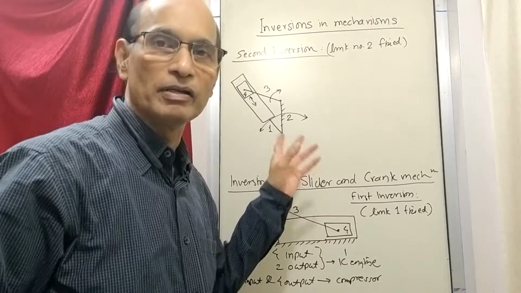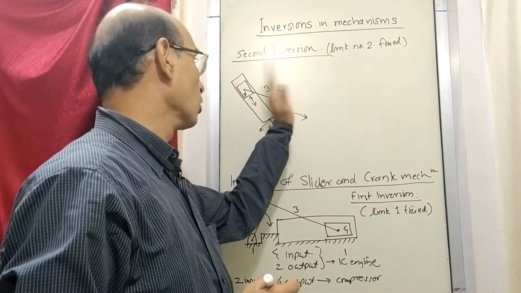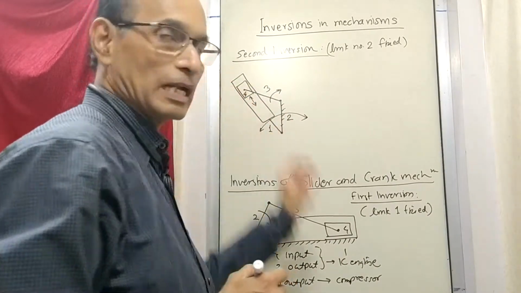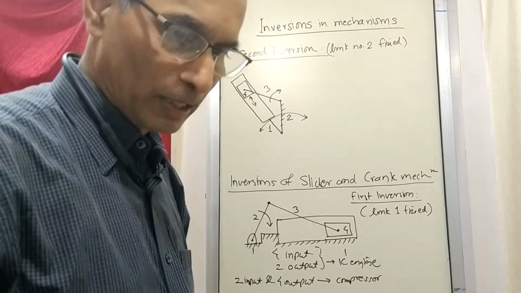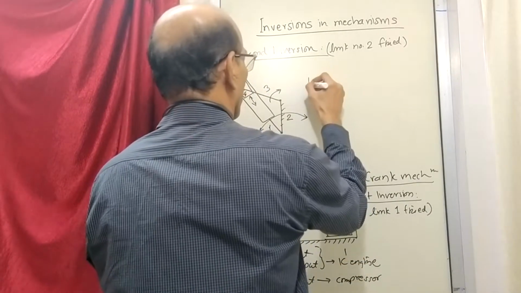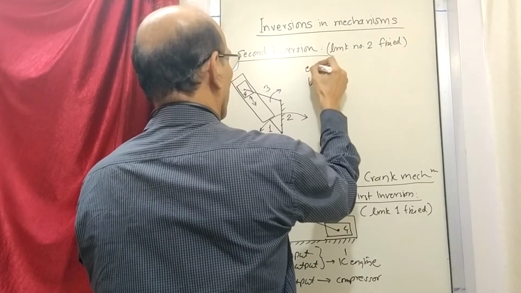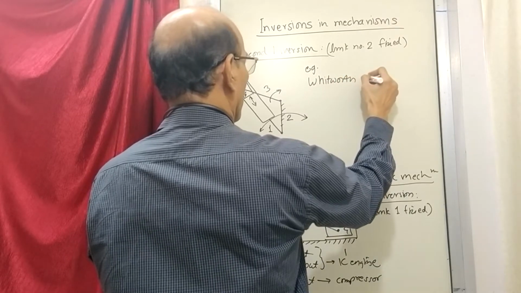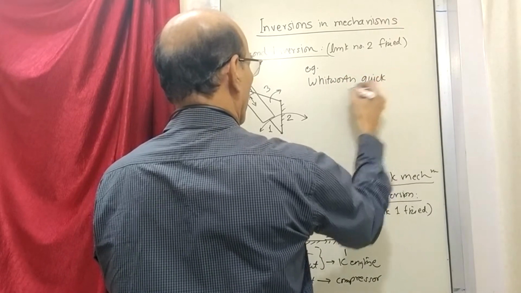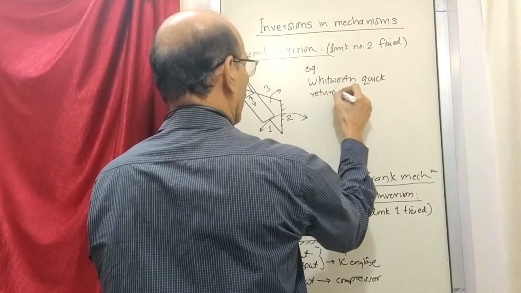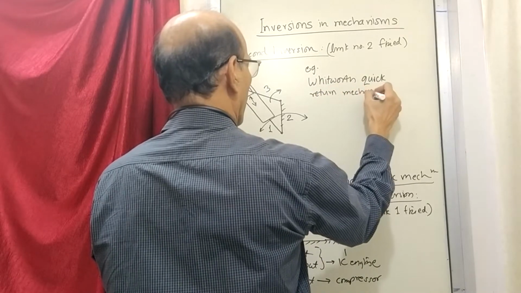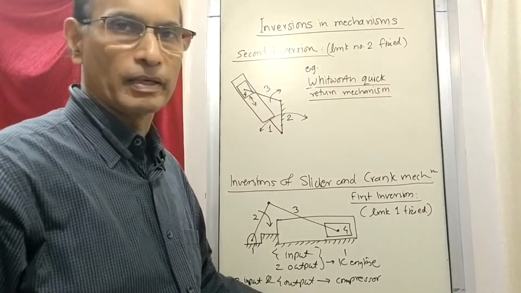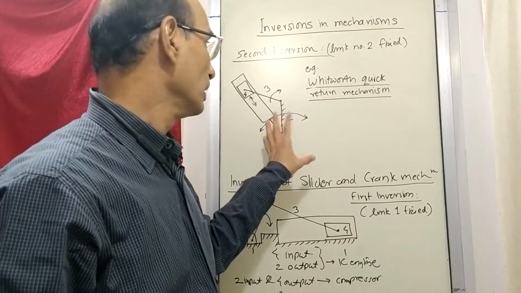So different links will have different kinds of motions. 1 will oscillate like this, 3 will perform complete rotation, and 4 will perform sliding action. So this is called the Whitworth quick return mechanism, that is the name of this mechanism, and this is how it works.